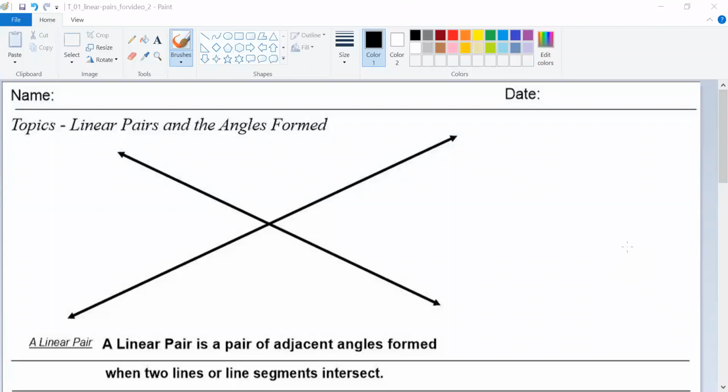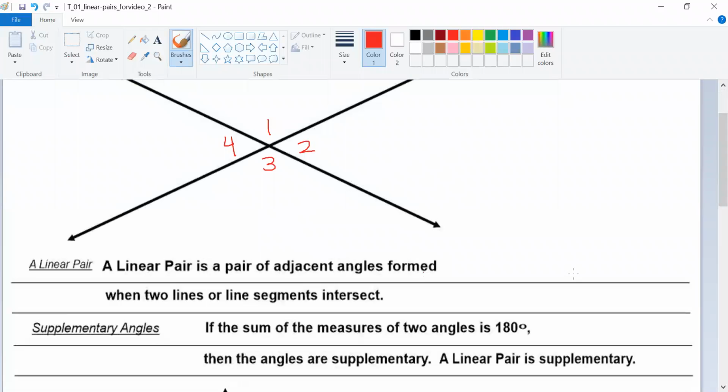All right, now let's talk about linear pairs and the angles that are formed. What we see on the screen right here is we have 2 lines intersecting. And when you have 2 lines intersecting, it creates, well, in this case, 4 different angles. I'll number them. We have 1, 2, 3, and 4.